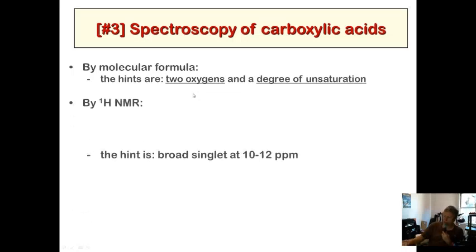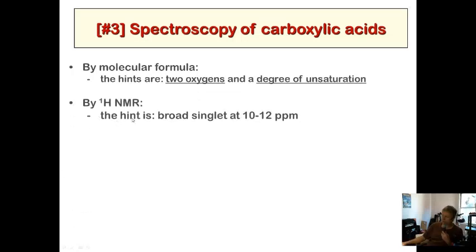And by proton NMR, here's an example, and also the other hint is that there's a broad singlet around 12 ppm. So you have this in your little form. It's also on the syllabus, I believe, the little NMR chart, also on the exams.